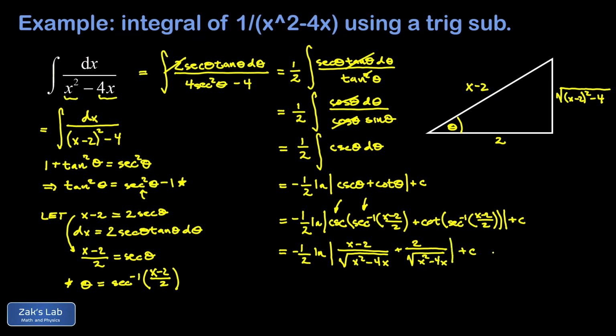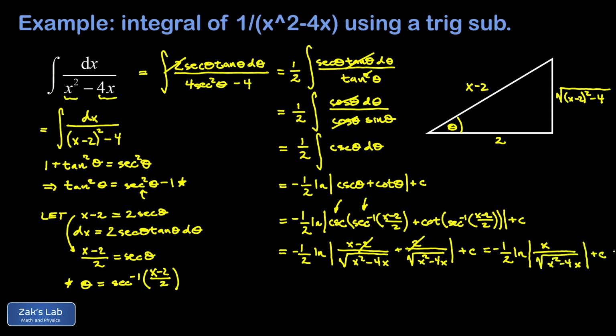And our plus c is still hanging around. So we notice we already have a common denominator here. So we can just add the numerators together. And what happens is the negative 2 and the positive 2 cancel out. So I end up with a negative 1/2 natural log of the absolute value of x over the square root of x squared minus 4x.